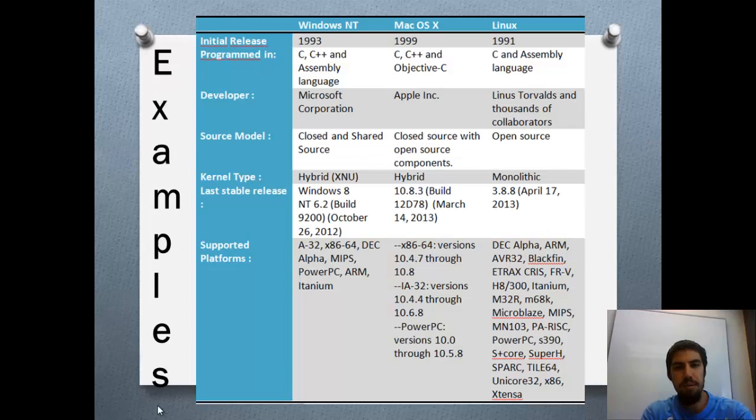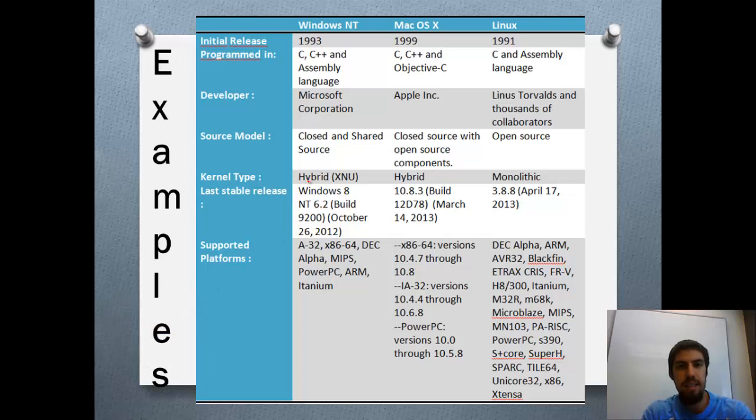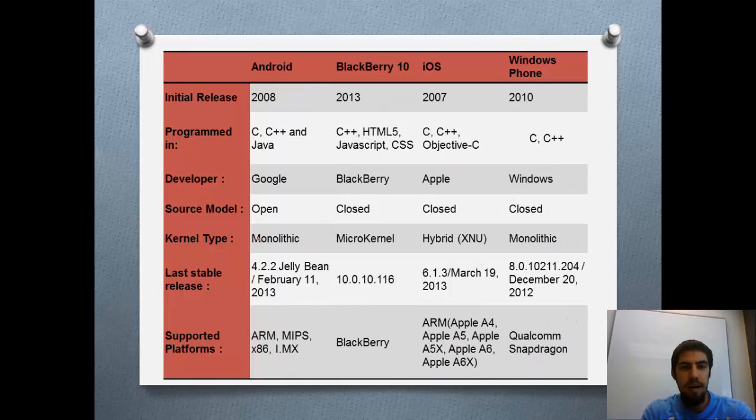Here are some examples of the kernels in computer operating systems. For example, Windows NT implements a hybrid kernel. Also, Mac OS implements a hybrid kernel, while Linux implements a monolithic one. In mobile devices, Android implements a monolithic one, BlackBerry a microkernel, the iPhone OS implements a hybrid kernel, and Windows Phone implements a monolithic kernel.